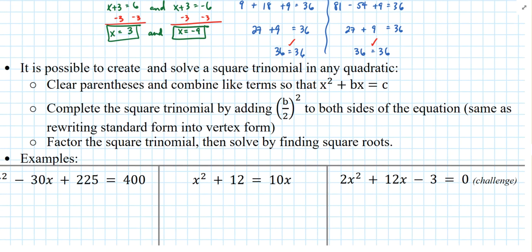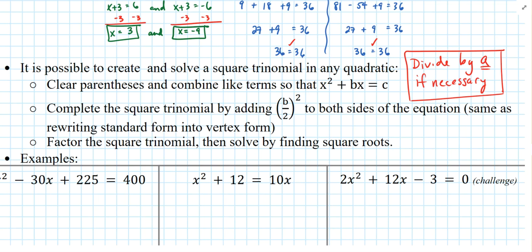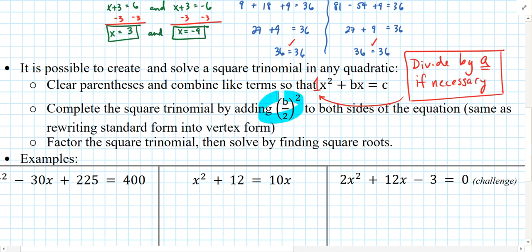Fortunately, it is possible to create a square trinomial so that we can solve quadratics using the method from above. First, clear the parentheses and combine like terms so that x squared plus b times x equals c. If necessary, divide by a so that the x squared term has a coefficient of 1. Next, complete the square trinomial by adding half of b squared to both sides of the equation to keep it balanced.